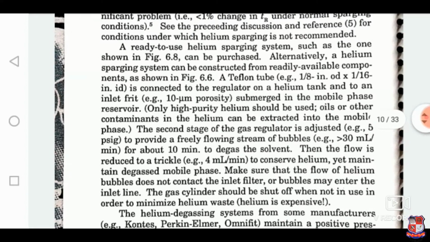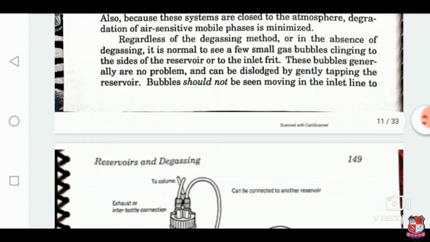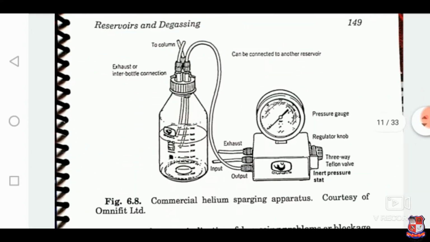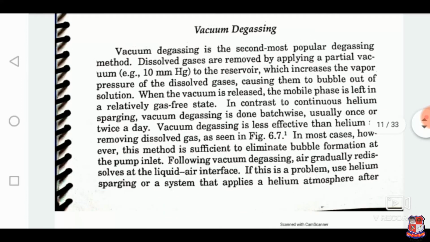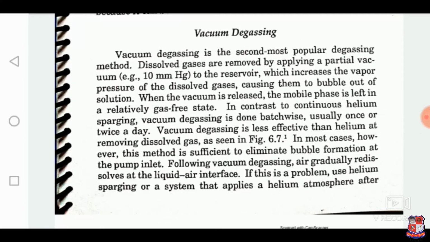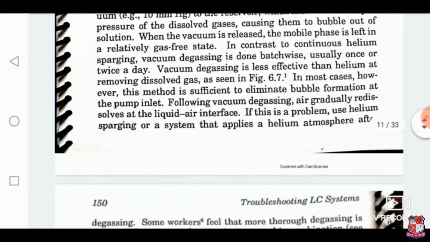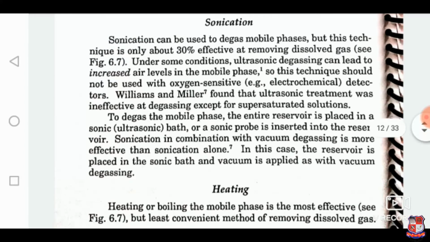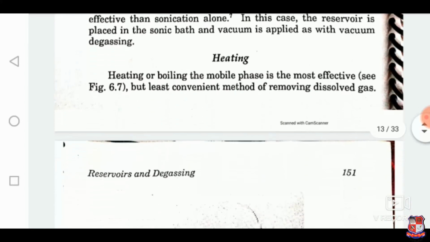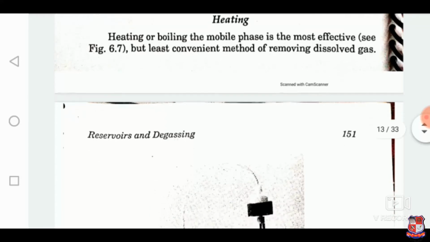These are the texts for reading; the student can read them. This is a commercial helium sparging apparatus readily available in the market. Vacuum degassing is the second most popular degassing method, and it is applied by partial vacuum. This is the text for that. Sonication is another method but only 30% effective. Heating or boiling the mobile phase is the most effective way.